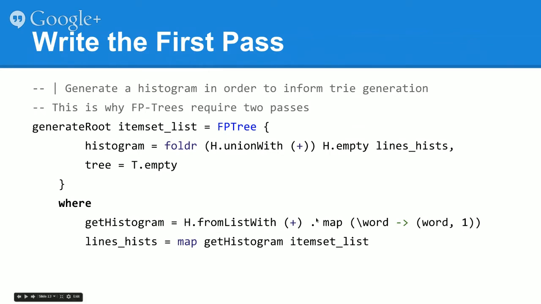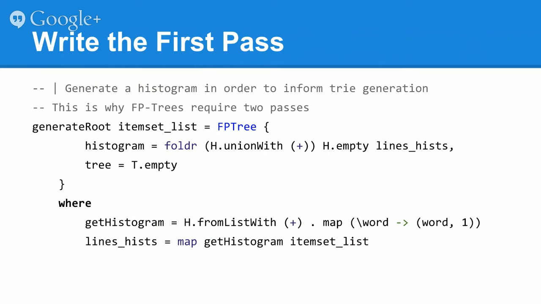Okay? So from list with has two parameters. One is how we're going to actually process it, and then the second one is the data structure or the result that you're going to perform it on.